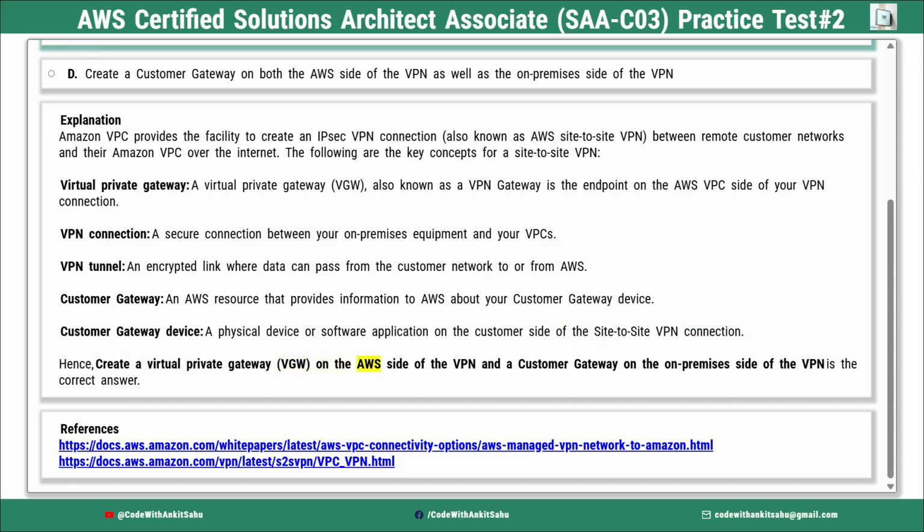Hence, create a virtual private gateway, VGW, on the AWS side of the VPN and a customer gateway on the on-premises side of the VPN is the correct answer. References.